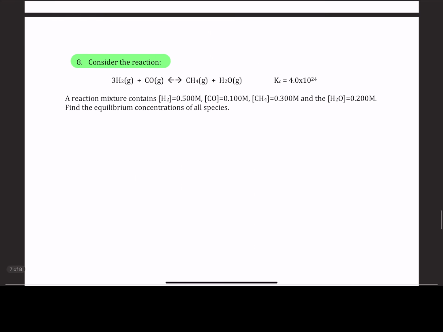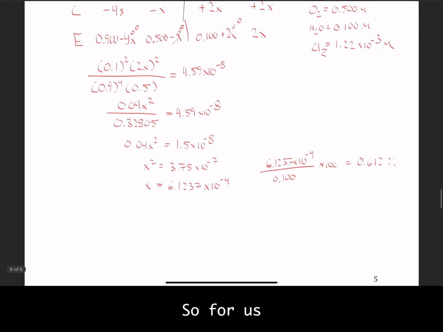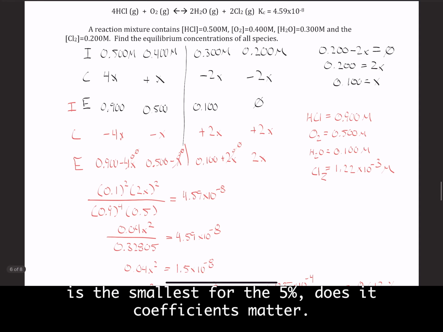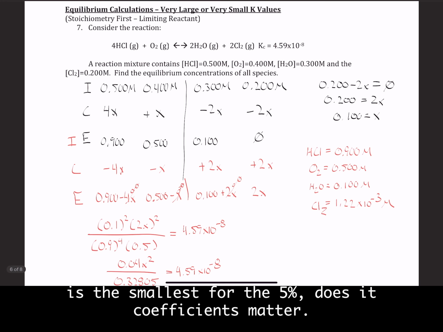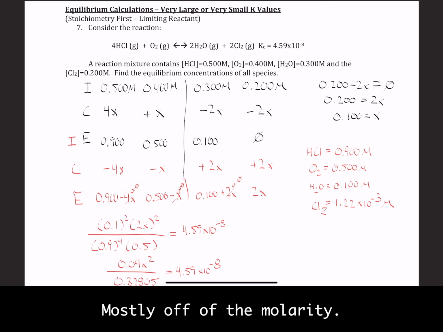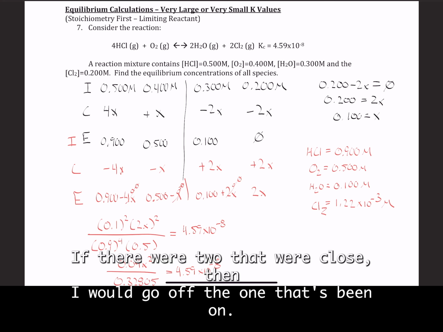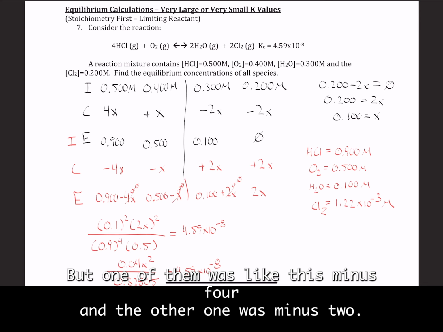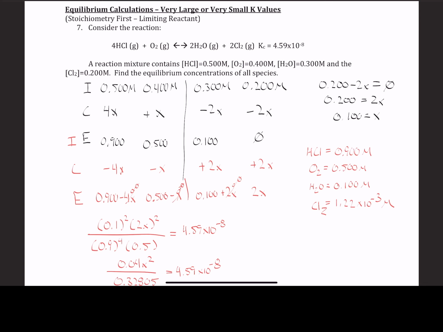I have one last question for clarification. For number 7, when we're looking for which one is the smallest for the 5%, do the coefficients matter, or are we just going straight off the molarity? Mostly off of the molarity. If there were two that were close, say both were 0.1, but one of them was minus 4x and the other was minus 2x, then do the minus 4x. Okay.